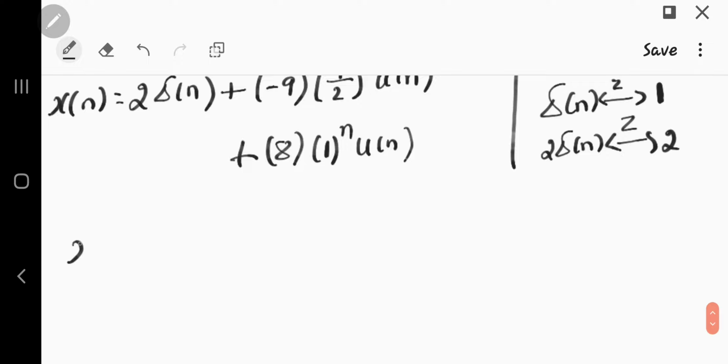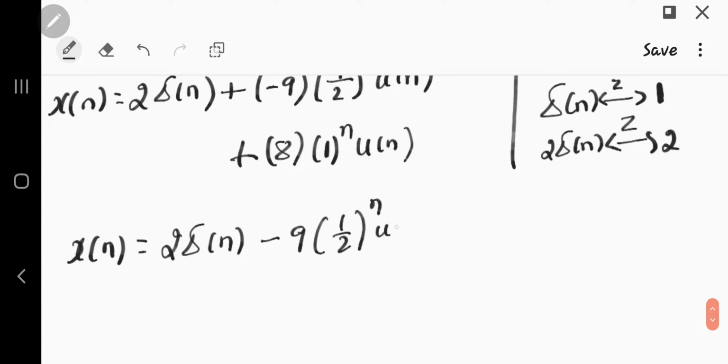Now simplifying this, you'll get 2 delta n minus 9 into 1 by 2 to the power of n into u of n plus this 8 into 1 to the power of n. You can write it as it is, or you can leave that 1 and just write 8 into u of n. So that doesn't make any difference. Okay, so this is the inverse Z transform of x of z.